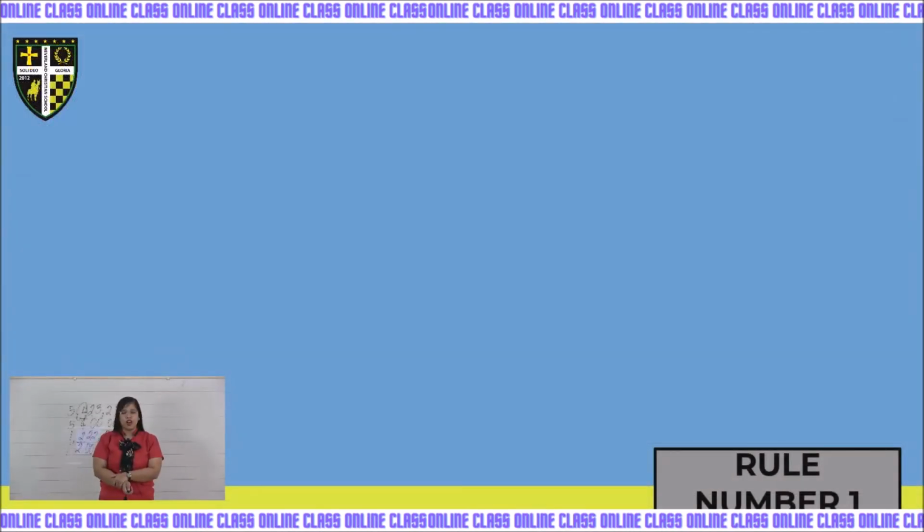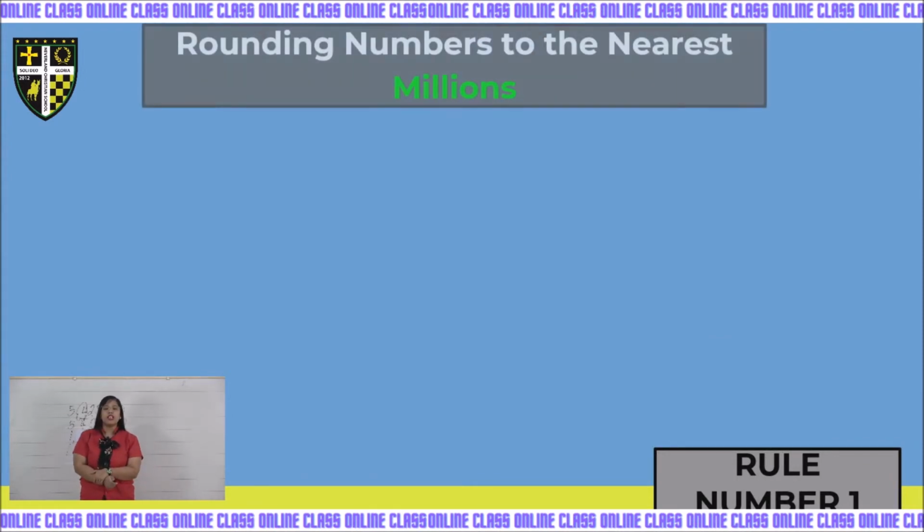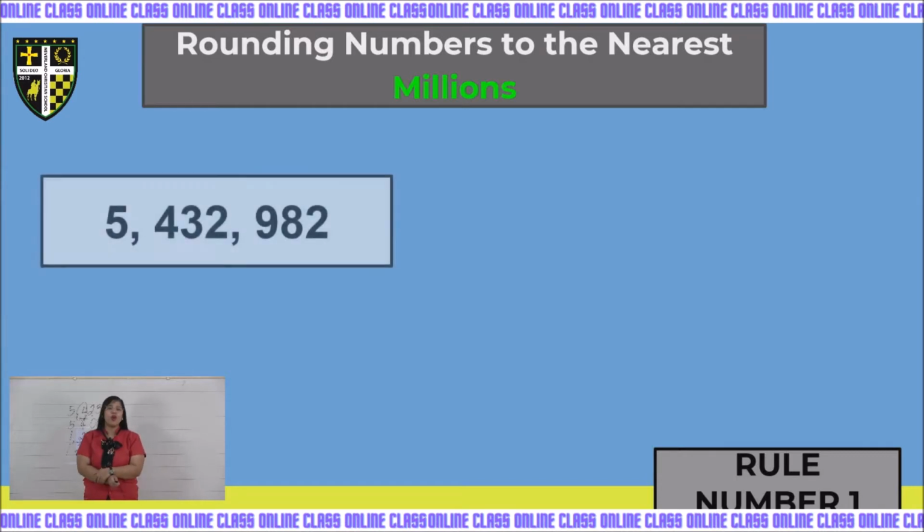So we will proceed to the next one. For rounding off to the nearest million, we have the given 5,432,982. Again, 5,432,982. So in the millions place, we have 5.